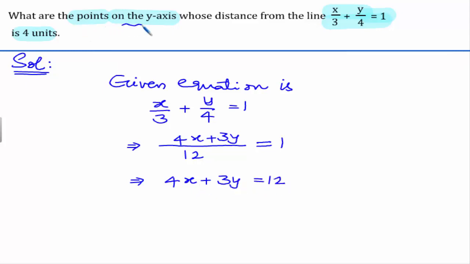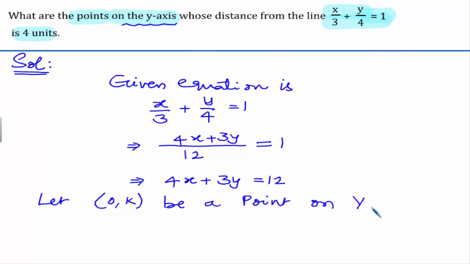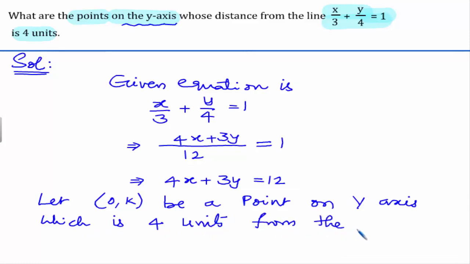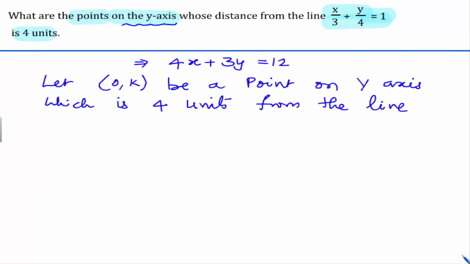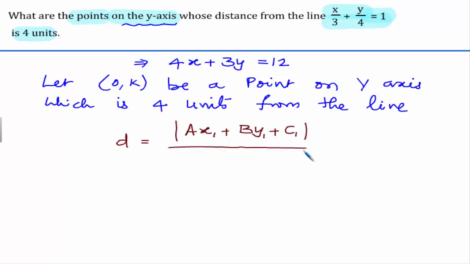Now we need to find out a point on the y-axis. So let us assume (0, k) be a point on the y-axis which is 4 units from the given line. Now we know the distance formula: d is equal to modulus of (a x1 plus b y1 plus c1) by square root of a square plus b square.